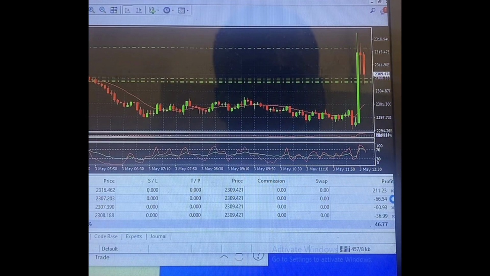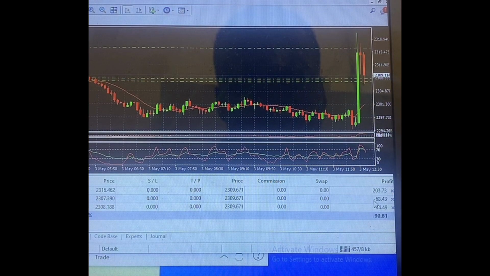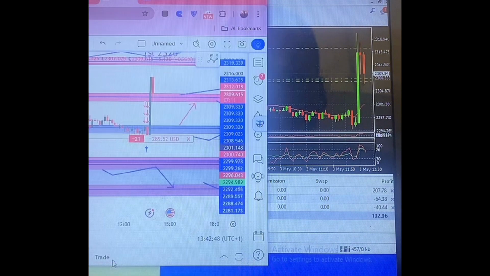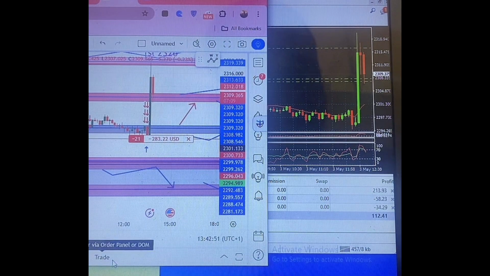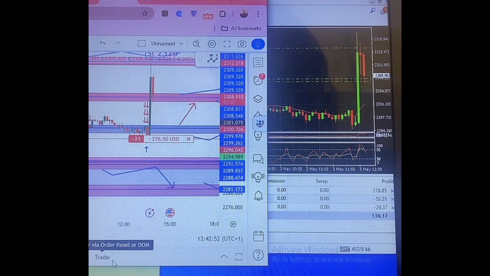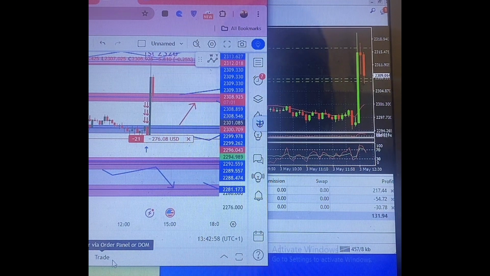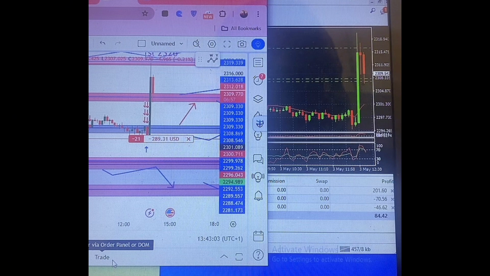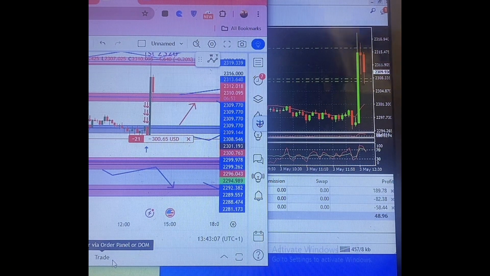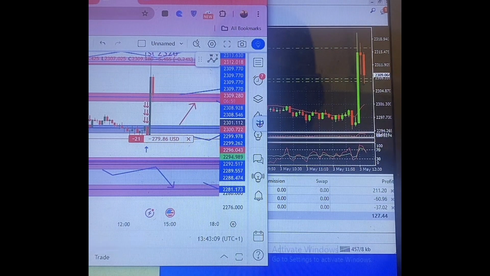I entered earlier because I have a profit of $200 from the top, so I'm going to close some of them. It's best not to enter too many lots. It's best to play safe. Two is better, and I know it has broken out, so I'm expecting it to complete the breakout and keep falling.